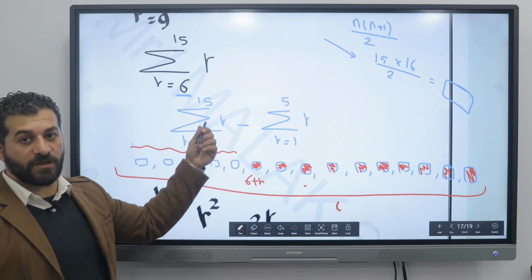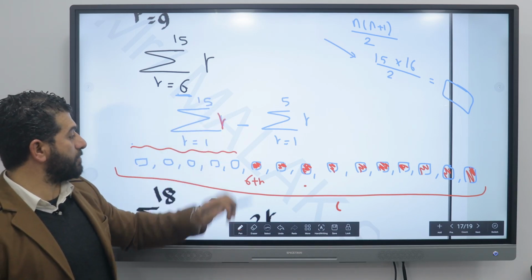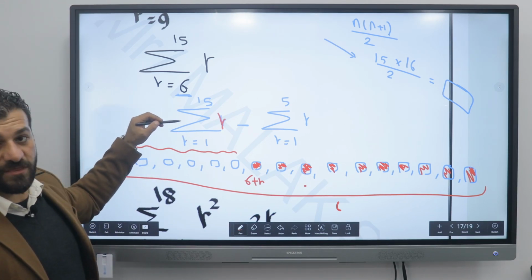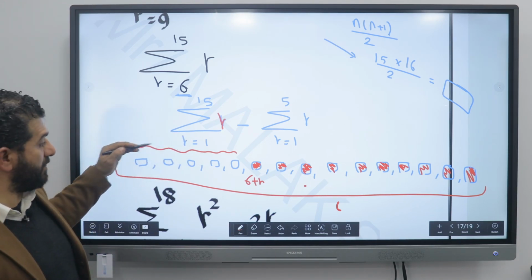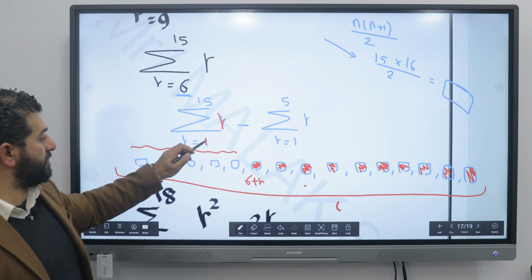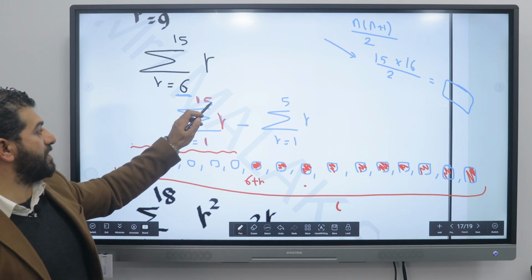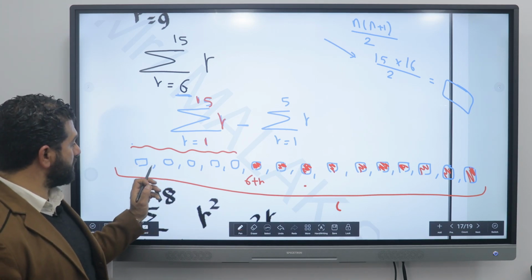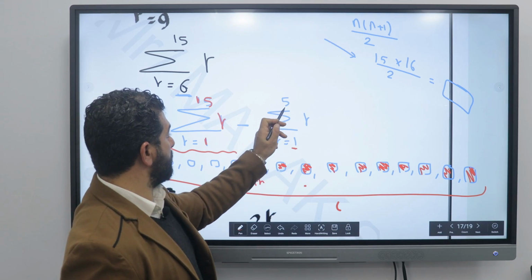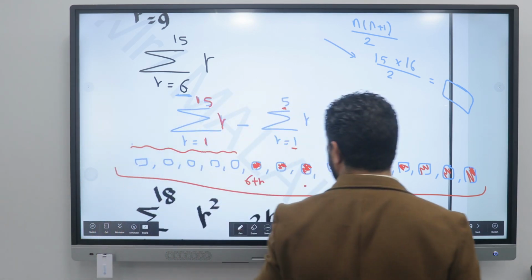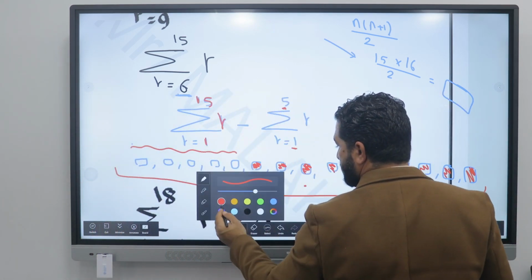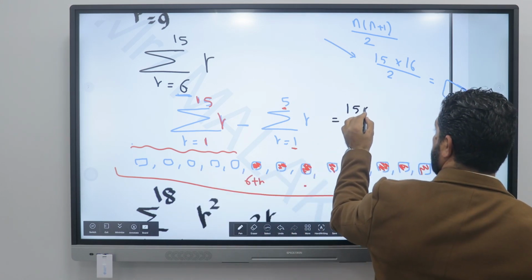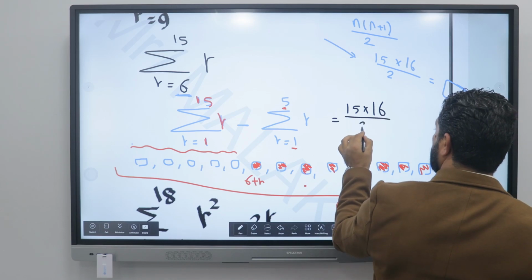So it's r from 1 to 15, and here we have r, okay? So when using this notation, we will find the sum of all terms starting from the first term and ending in the 15th term. Then you will subtract the sum of the first 5 terms, from the first to the 5th here. Okay? So applying this rule leads to get what here? Leads to get it's 15 times 16 divided by 2.